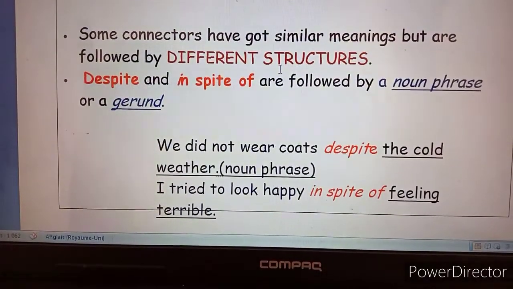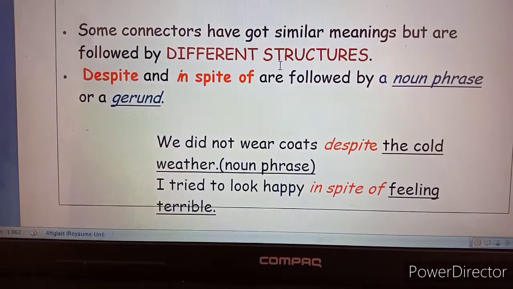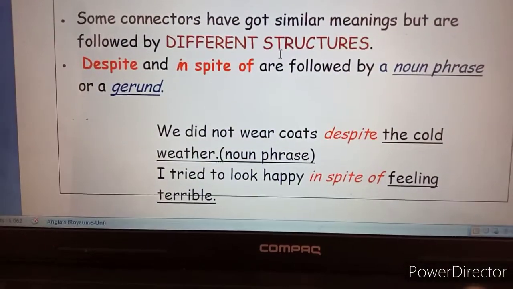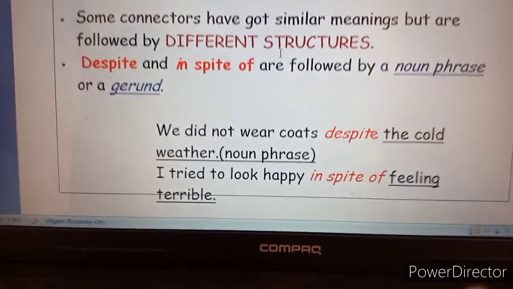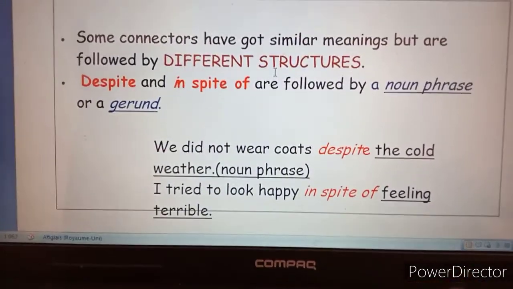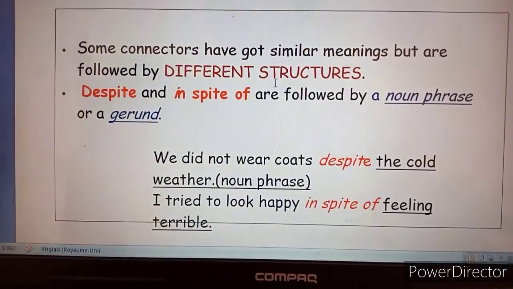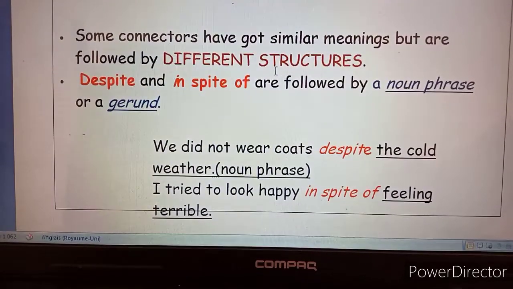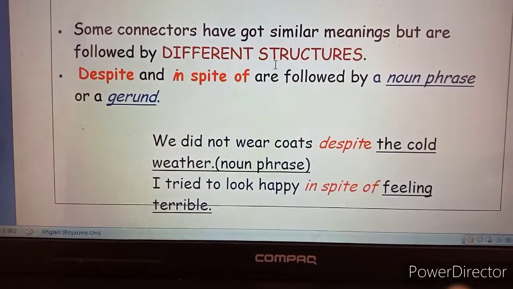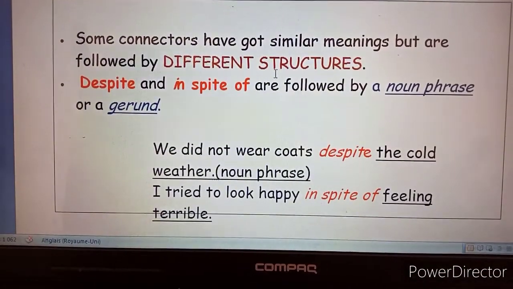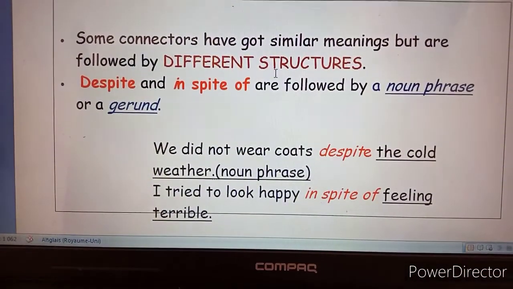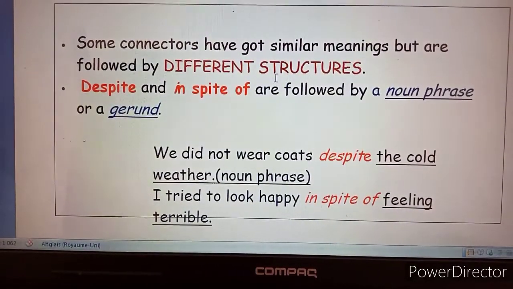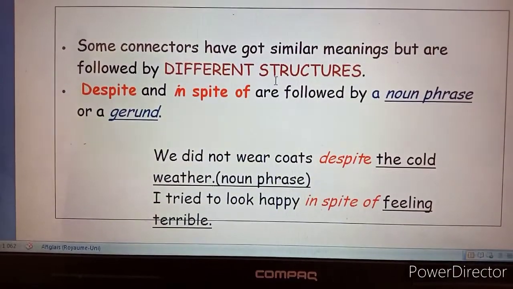Despite and in spite of are followed by a noun phrase or a gerund, which means verb plus ing. So we have here some examples. We didn't wear coats despite the cold weather. So what do we have? Despite is followed by what? Despite is followed by a noun phrase.